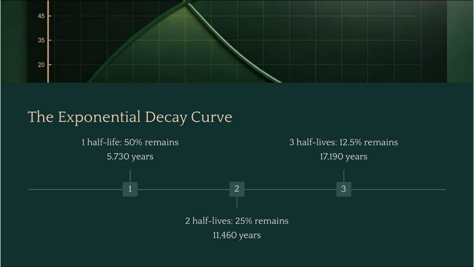We can visualize this process as the exponential decay curve. After one half-life, or 5,730 years, 50% of the original carbon-14 remains. Wait another cycle to 2 half-lives, or 11,460 years, and only 25% remains. By the time we reach 3 half-lives, which is 17,190 years, only 12.5% of the original radioactive isotope is left.